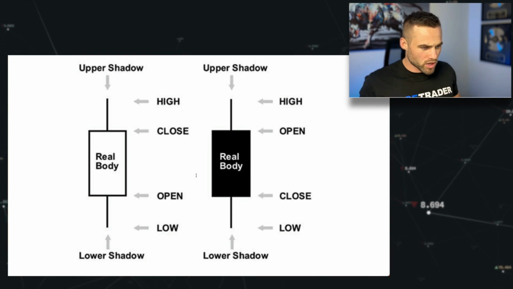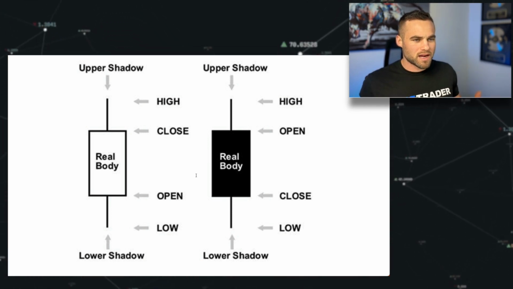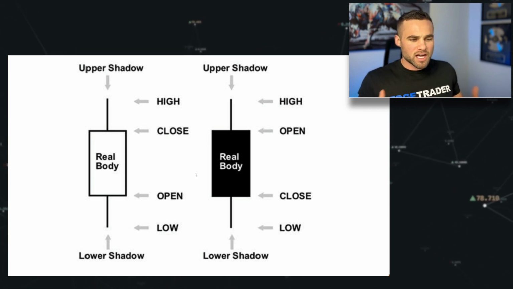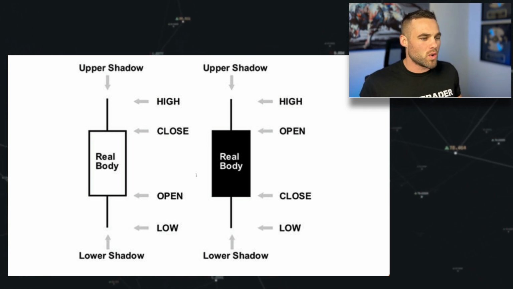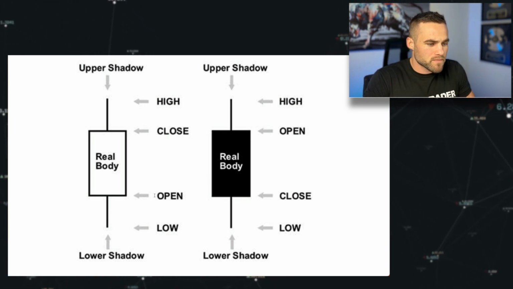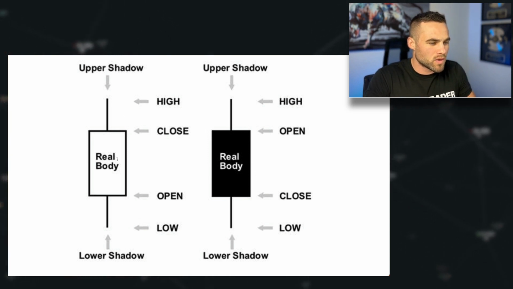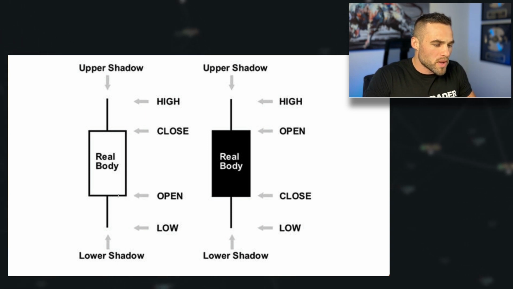Just like how a real human body is made up of arms and legs and torso and all this stuff, a Japanese candlestick also has its own anatomy. So here you can see both a bullish candle here in white as well as a bearish candle here in black. And let me explain what this actually means. So you'll notice that the open is here at the bottom of this body.